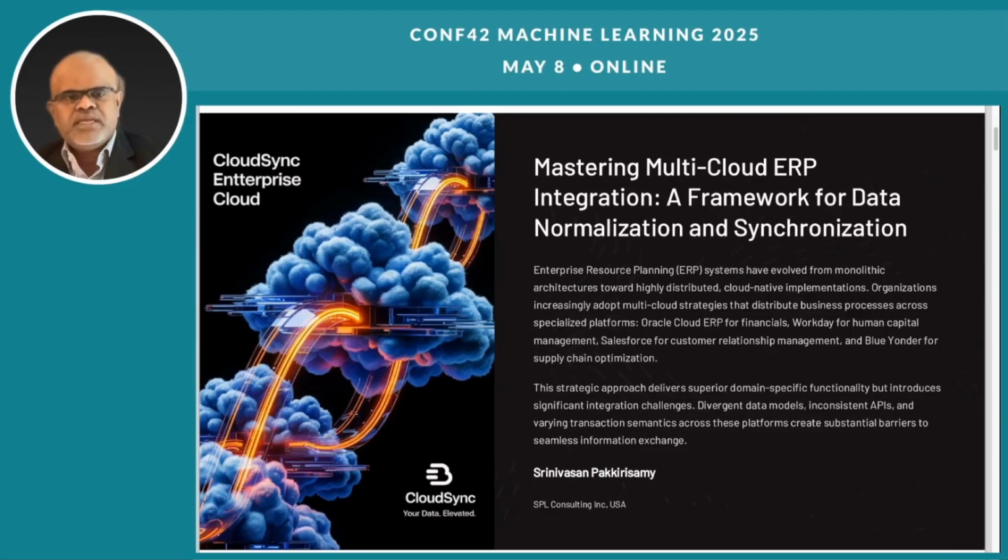ERP implementations and systems evolved over a period of time from monolithic architecture to highly distributed cloud native implementations. So organizations have adapted to implement multiple clouds based on domain specialization rather than implementing a single cloud ERP. For example, if you take financials, Oracle Cloud ERP is best in the market, whereas Workday is for human capital management, Salesforce for customer relationship management, and Blue Yonder for supply chain optimization.